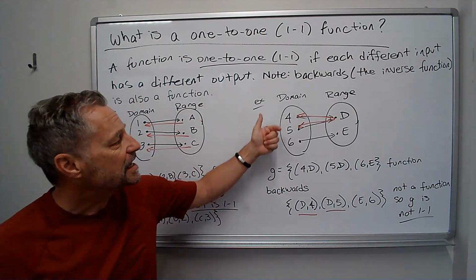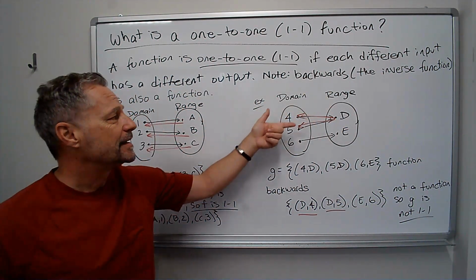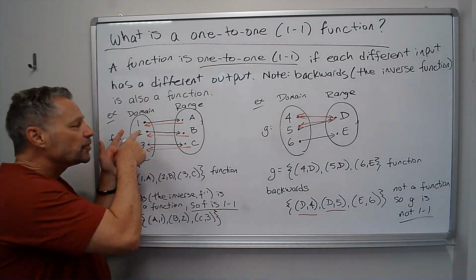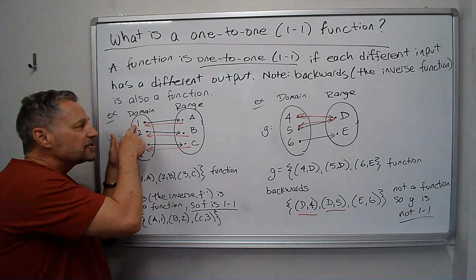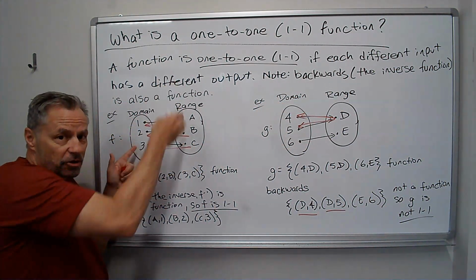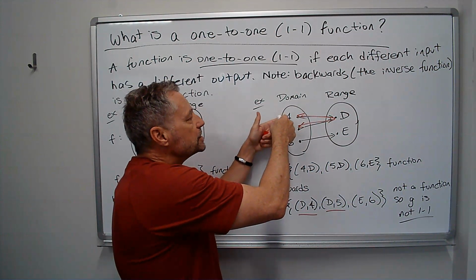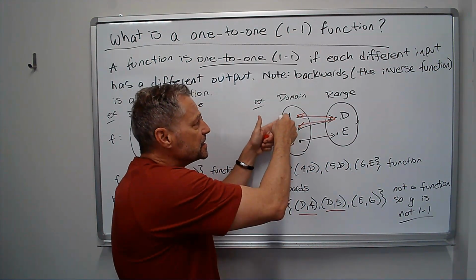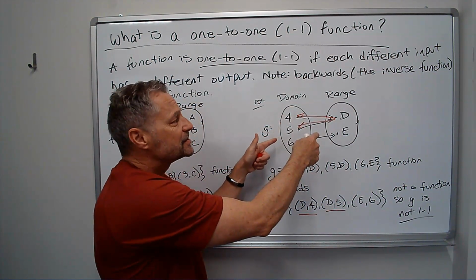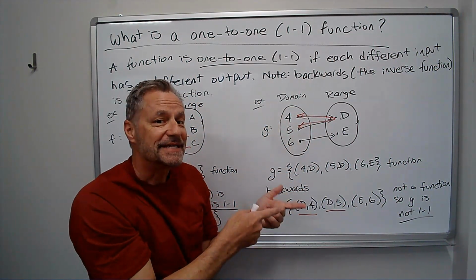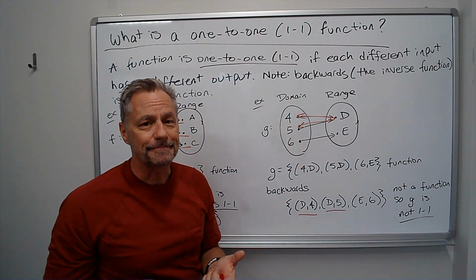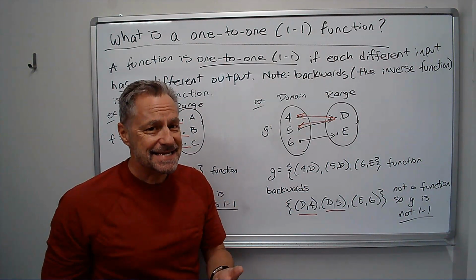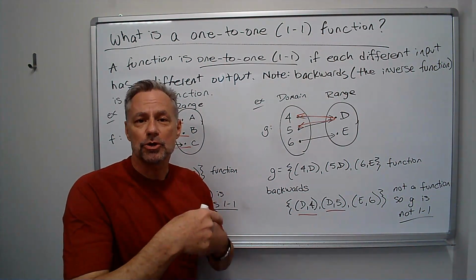So if going that way, this is how we know it's a one-to-one function. Each thing in the domain goes to exactly one place. They're all different. Still a function. Each thing in the domain went to one place, but they weren't all different, so it's not one-to-one. Okay? That's the idea. Learn that because we're going to use that as we go forward.